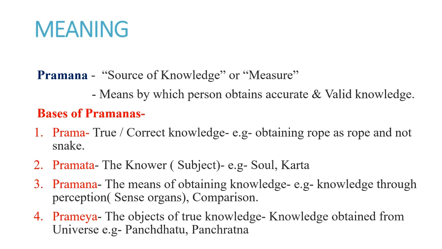First is called Prama. Prama means true or correct knowledge. It is right knowledge. For example, we will consider a rope as a rope and not as a snake. So that is going to be the Prama, that is true knowledge.